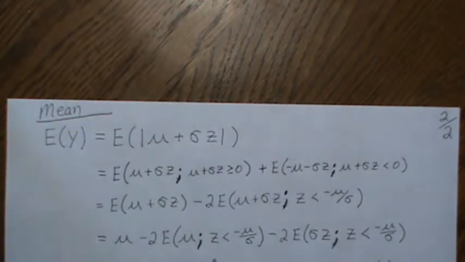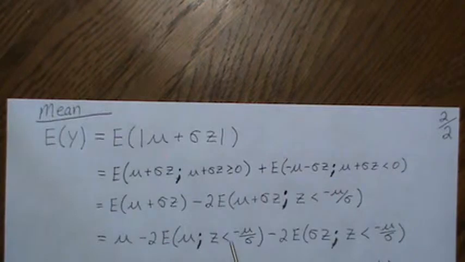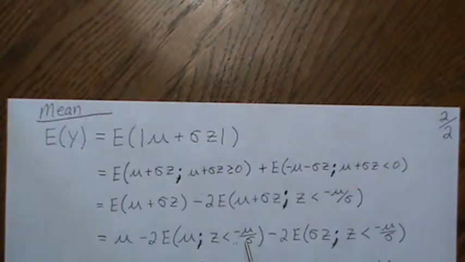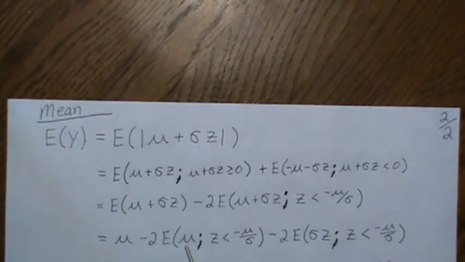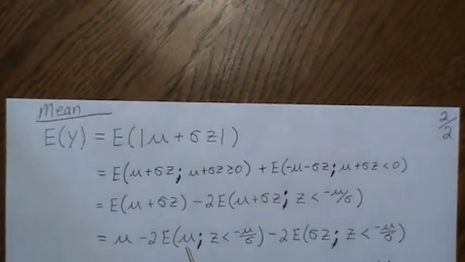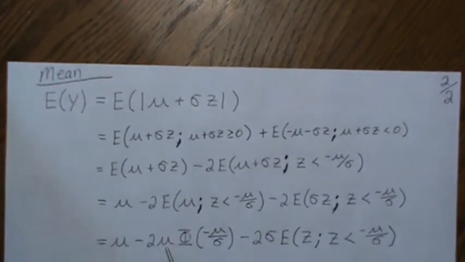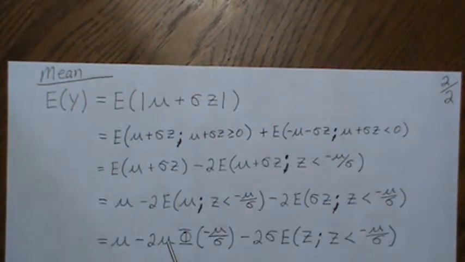Now over here, this is like an indicator function. So it's 0 if z is not less than this. If z is greater than or equal to this, it's 0. If z is less than this, then we look at this quantity, the expected value of mu. So it's like an indicator function. So the expected value of mu is actually mu times the probability of this happening, which is what this says. So it's minus mu times the probability of this, but this is a standard normal, so it's phi of minus mu over sigma. So that's what this quantity equals.